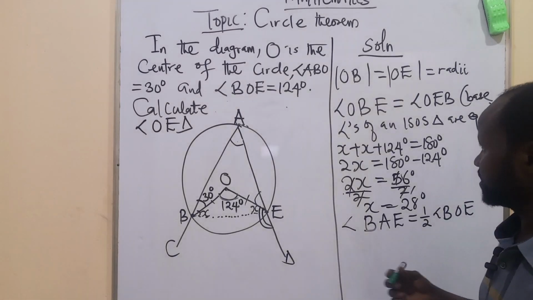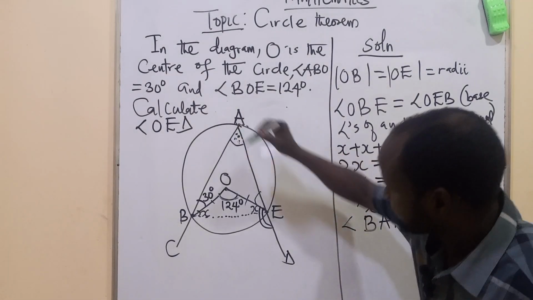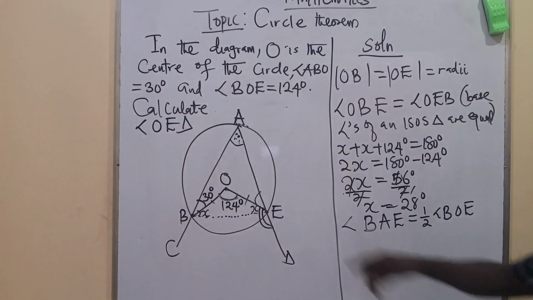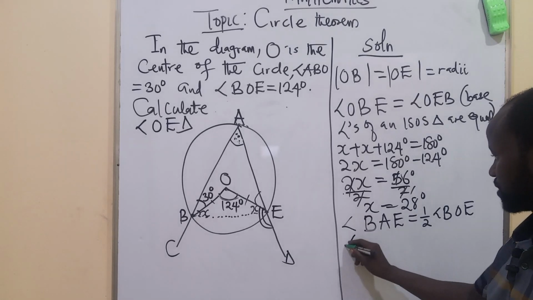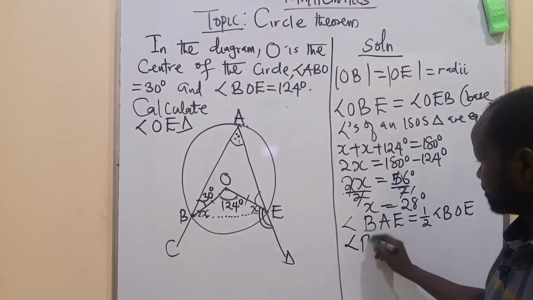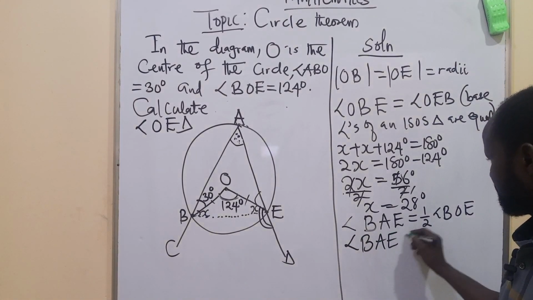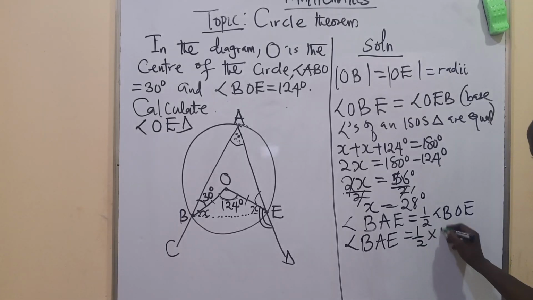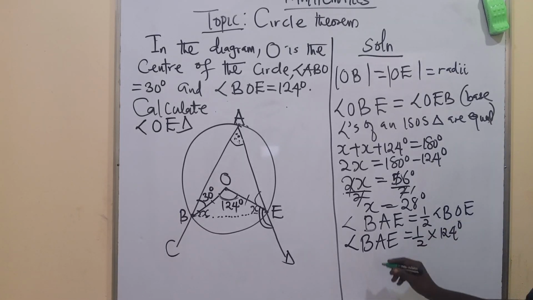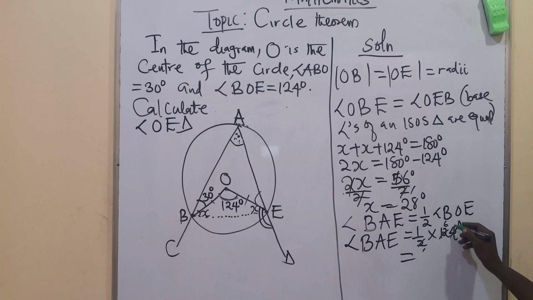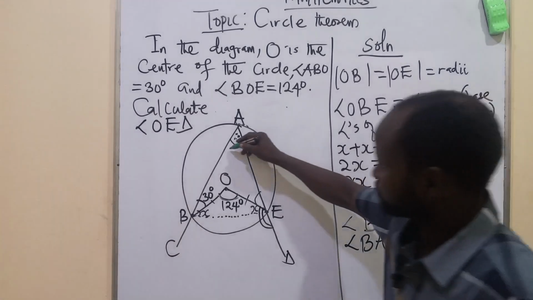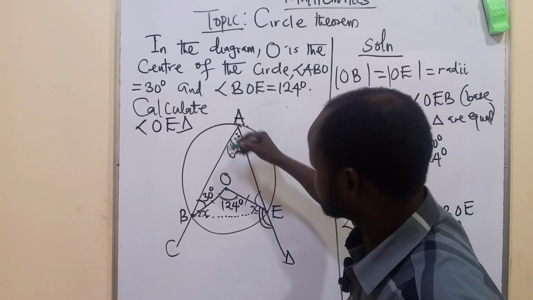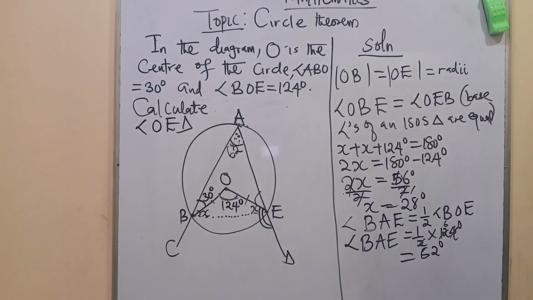Okay, so to find this angle here, we have to take half of 124. So angle BAE is half times 124 degrees. So this will now be 2 here, 1, 2 here, 6, 2 here, 2. That will be 62 degrees. So the angle here is 62 degrees. Okay, we are almost there.